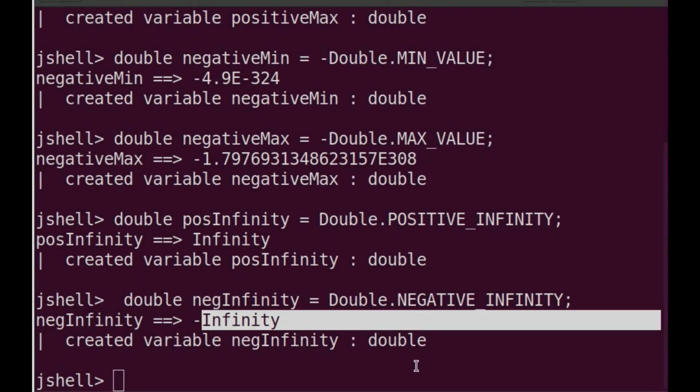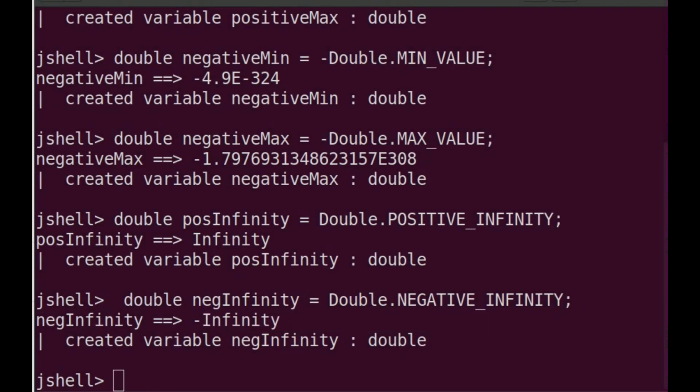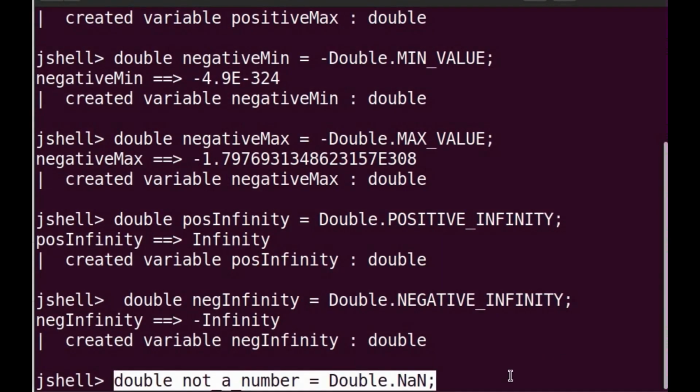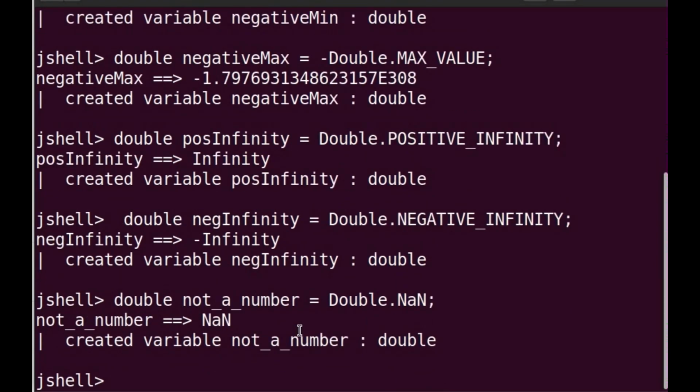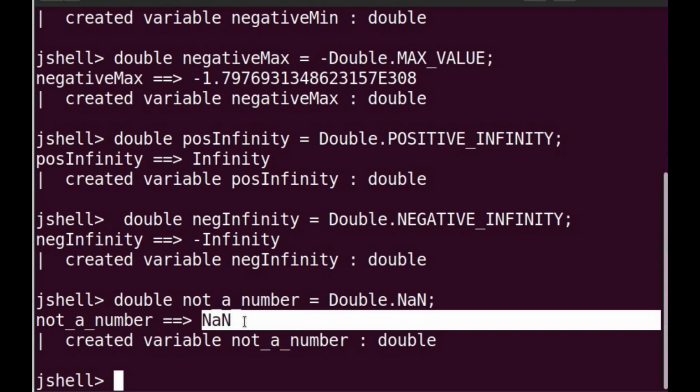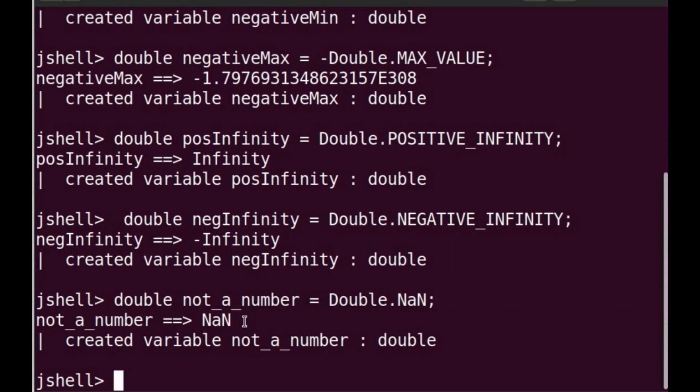Now we're going to look at not a number. I created Double.NaN, which then outputs NaN. It assigns Double.NaN to the variable notANumber.